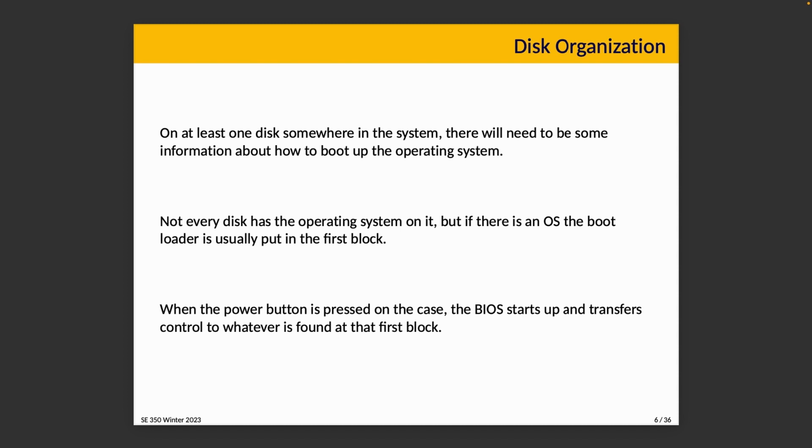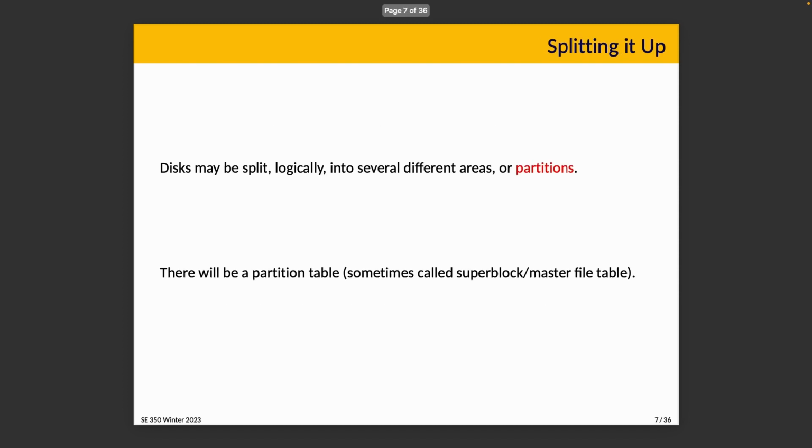So when the power button is pressed on the case to turn the computer on, the BIOS or firmware starts up, and it transfers control to whatever is found at the first block on whatever the designated boot drive is. If you go messing around in the BIOS, you can probably see that you can select the boot order for things, and it will try to transfer control to whatever is found in the first block. Hopefully that's your bootloader, or at the very least, if you have a dual boot system because you have Windows and Linux installed or something, it gives you the option, and it says, what system would you like to start?